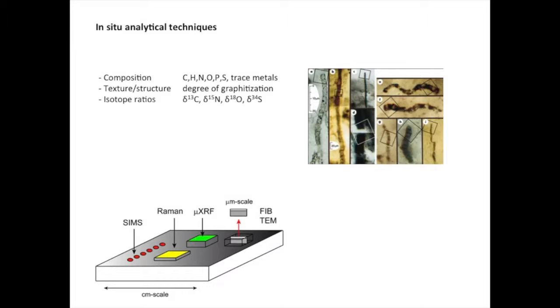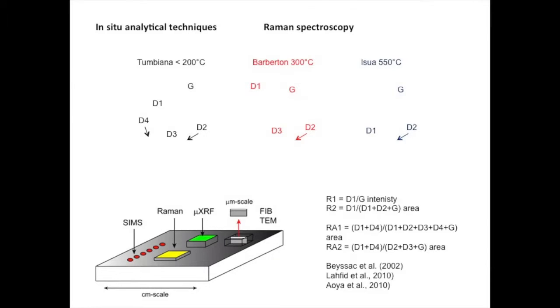There are all these techniques that I'll briefly point out that we can apply to characterize these kinds of structures. We can look at chemical composition, elemental composition. We can look at degree of graphitization. I'll give examples of that. And we can do all kinds of isotopic studies on these structures. So I'll run quickly through the techniques. We've seen several talks already on Raman spectroscopy, a very important technique.